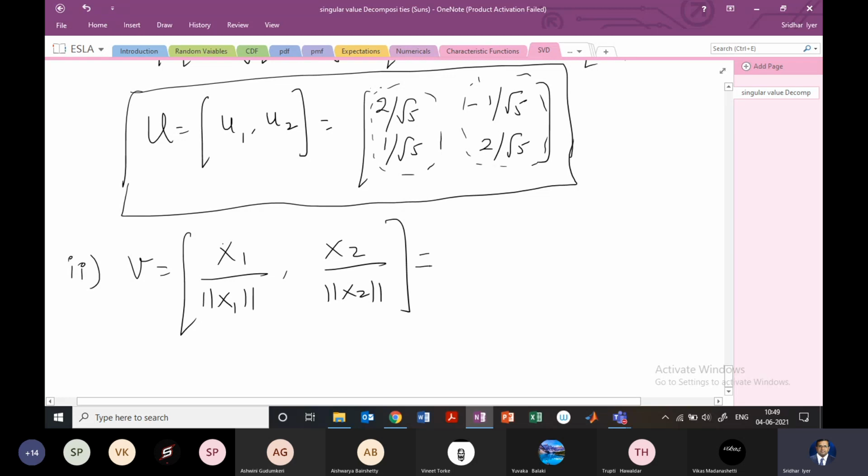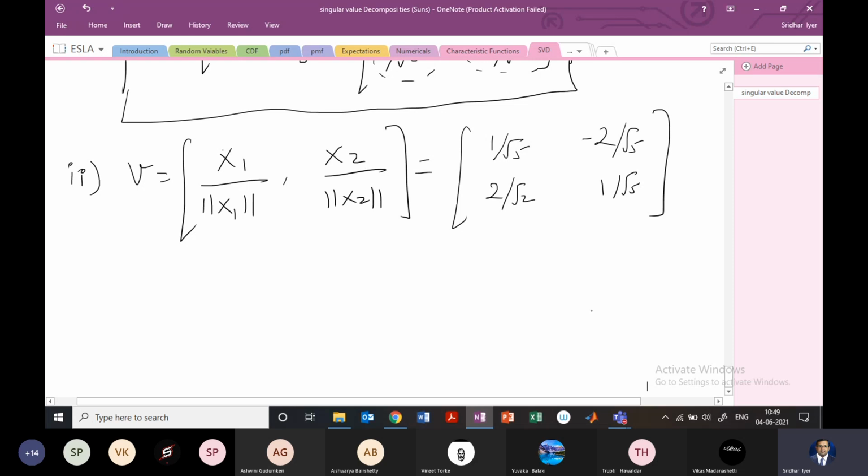So here v that we'll get is 1 and 2, which is x1, divided by its magnitude, root 5, so you get 1 by root 5, 2 by root 5. Similarly, x2 is negative 2 and 1, divided by the magnitude of x2, root 5, so you get negative 2 by root 5 and 1 by root 5. So that is v. I hope this was clear. We have already found the values before.